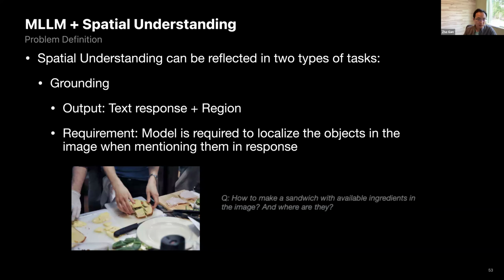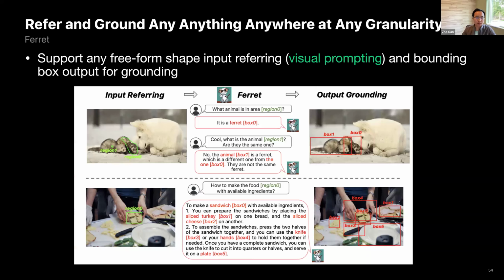Another is grounding. When the model is asked to provide more detailed information to localize the objects, we want the LLM to do this job natively. When I say natively, it means it's not dependent on an object detector or grounding model outside, but the multimodal LLM itself can do this job. So what do we do? Combining referring and grounding together, this is our Ferret model.